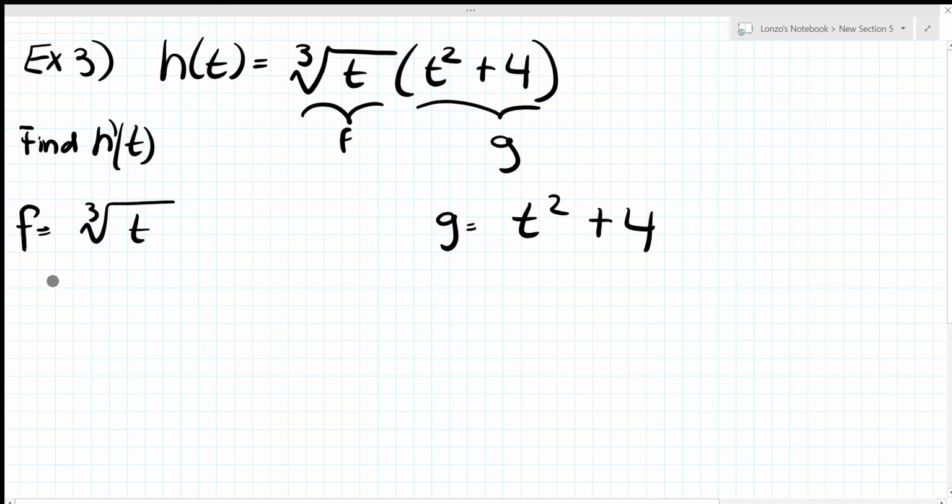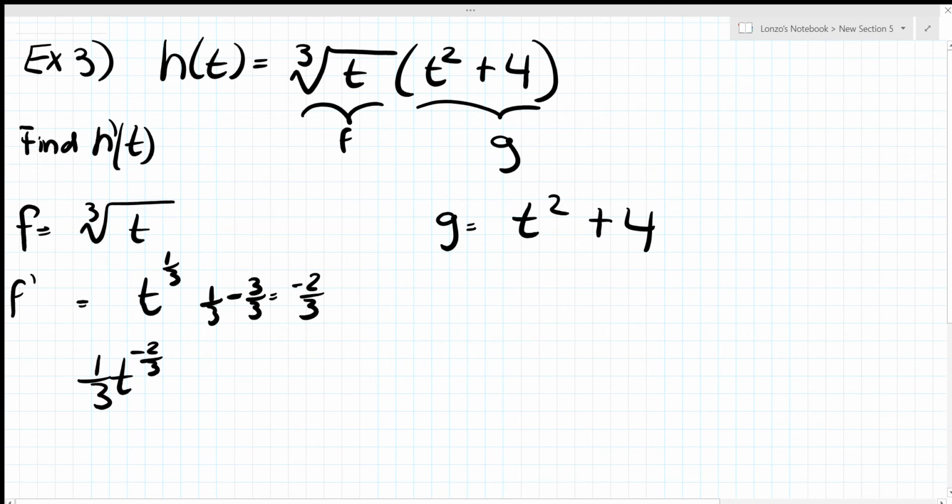When I take the f prime, let me first rewrite it in power form. What is the cube root of t in power form? It's t to the 1/3, right? To take the derivative of t to the 1/3, you just use the power rule. So it's 1/3 times t to the 1/3 minus 1. Another way of saying 1 is 3 over 3. So 1/3 minus 3/3 is negative 2/3.